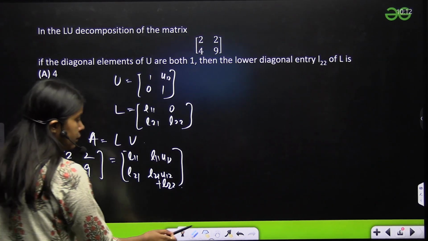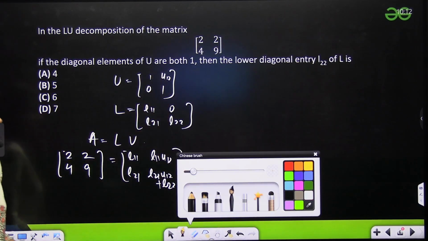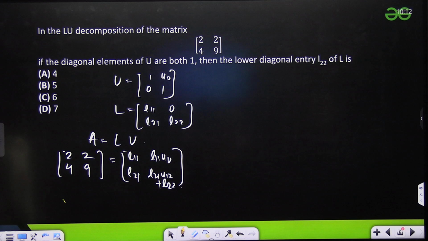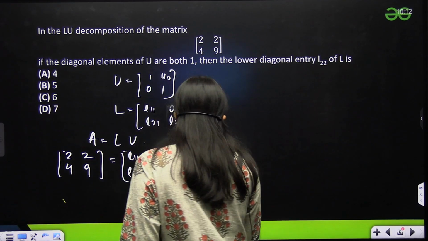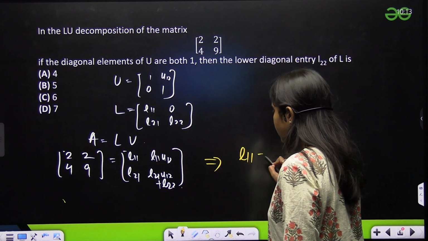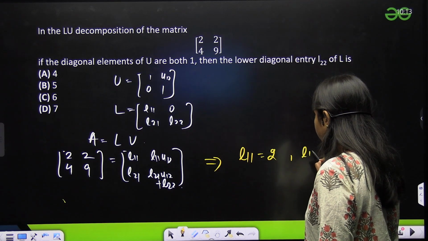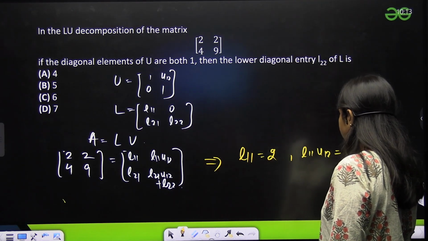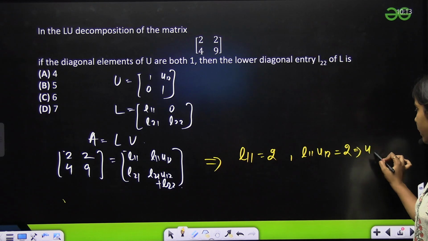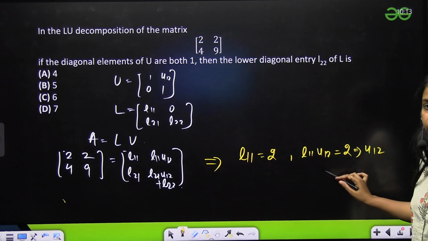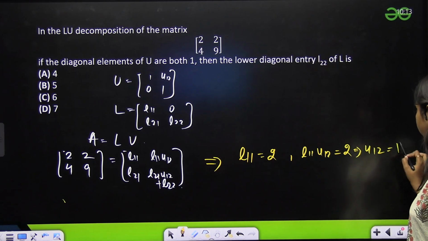So what would I do? I'll compare here. Let's compare. L11 is equal to 2. If you compare here, what you would get? L11 is equal to 2. L11 U12 is equal to 2. On solving, we substitute L11 as 2, and we will get U12 as 1.